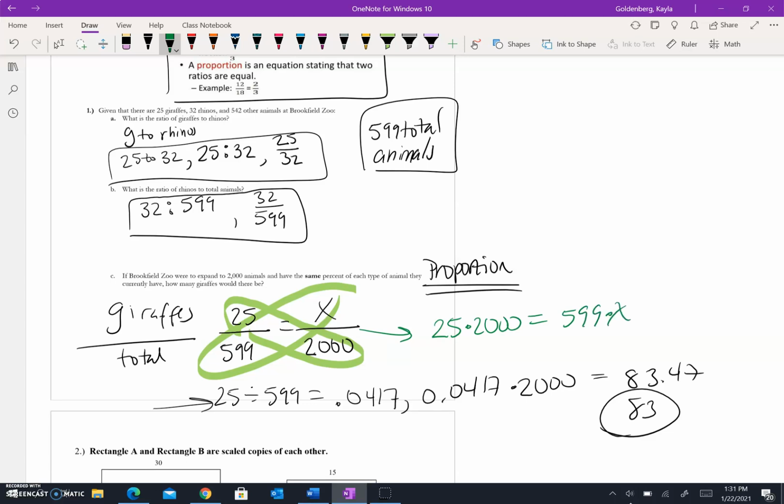So 25 times 2,000, doing that on my calculator right now, comes out to 50,000. So I'm going to kind of put up here, 50,000 is equal to 599x. And then I just need to solve for x. Divide by 599 on both sides. And my grand total is 83.47, excuse me. So notice you get the same thing either way. So you can either use the cross-multiplying strategy, or you can find the percentage and then multiply the percentage by the total. Either way will work.